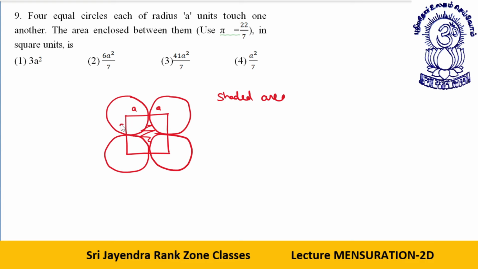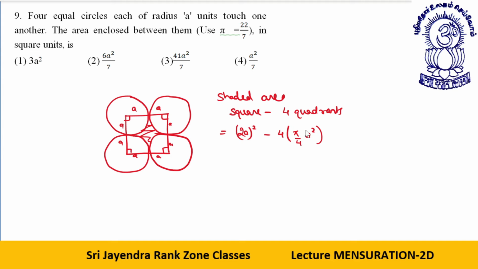Shaded area will be what? This will be square minus 4 quadrants. All these quadrants are 90 degrees, that's why I'm calling them quadrants. What is the square? Square side is 2A, so it will be 2A square minus 4 quadrants. 4 quadrants each with radius A will be pi by 4 A square.